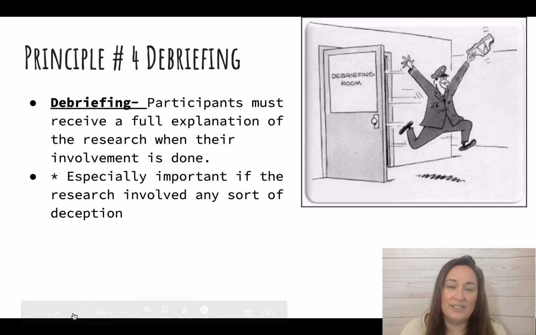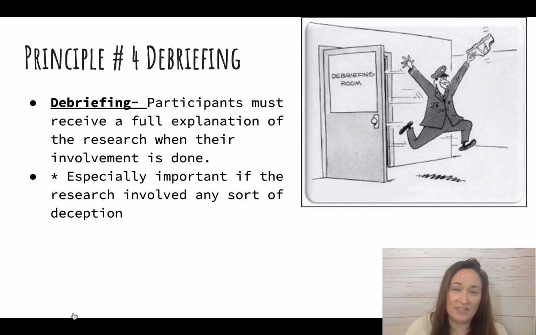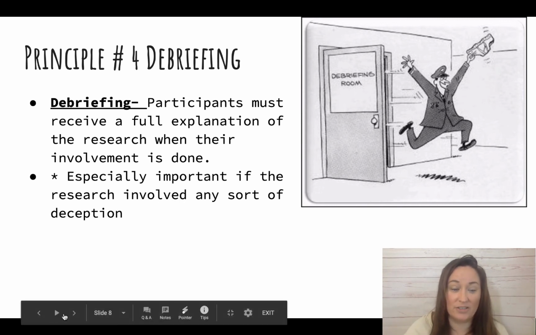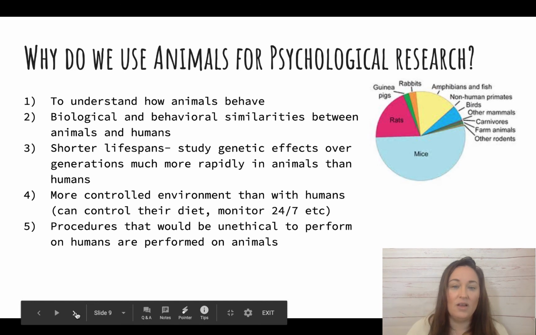Principle 4 is debriefing. After the study, especially if there's been some sort of deception, like the paying attention example, they would say, we were really trying to study how much people paid attention to this thing over this thing. So in the debriefing, they give you your personal results and they tell you an explanation of what they were actually trying to do.